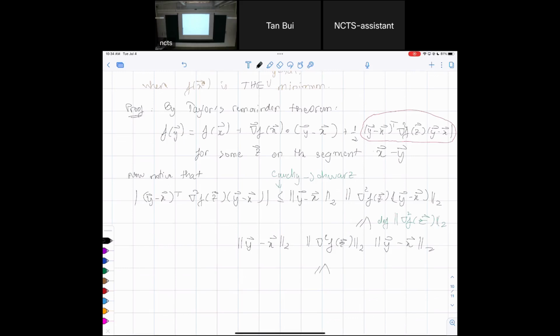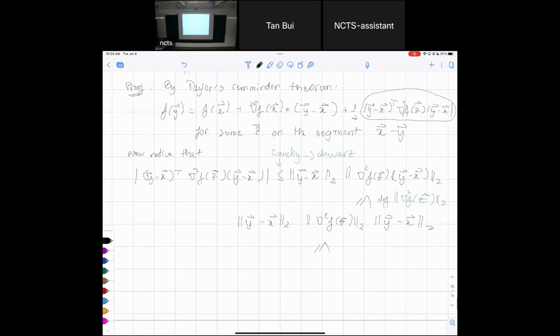This in turn is less than or equal to the norm of y minus x, L2 squared, times L. And this is obvious, right? Because we use the assumption that the induced norm of the Hessian matrix at any point is less than or equal to L. Okay, so what we have is this.